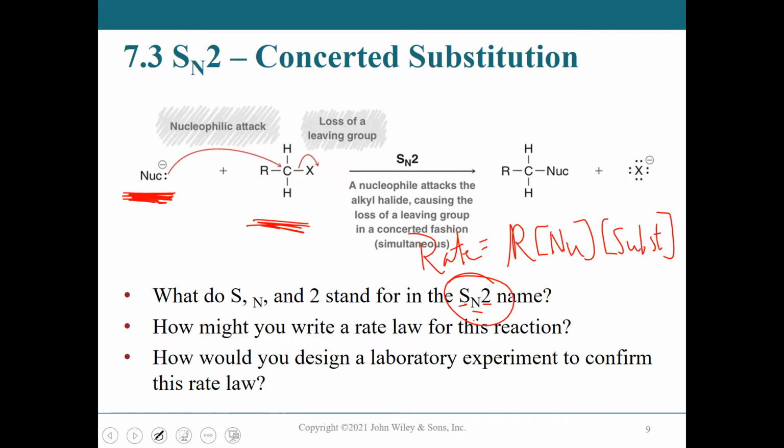How would you design a laboratory experiment to confirm this rate law? Well, that is Chem 202. I will just change the concentration of the nucleophile, maybe halve it, and see how fast the reaction goes. If the reaction gets slower by changing the concentration of the nucleophile, that means the nucleophile is important. And then I will change the concentration of the substrate. If both of them are important and the time changes, definitely it's a bimolecular reaction. We're not going to go into those details about the kinetics. This is just a progression that came up on this slide.